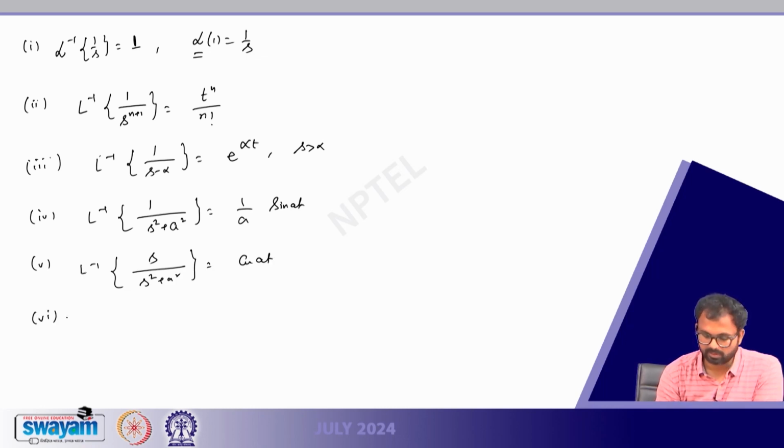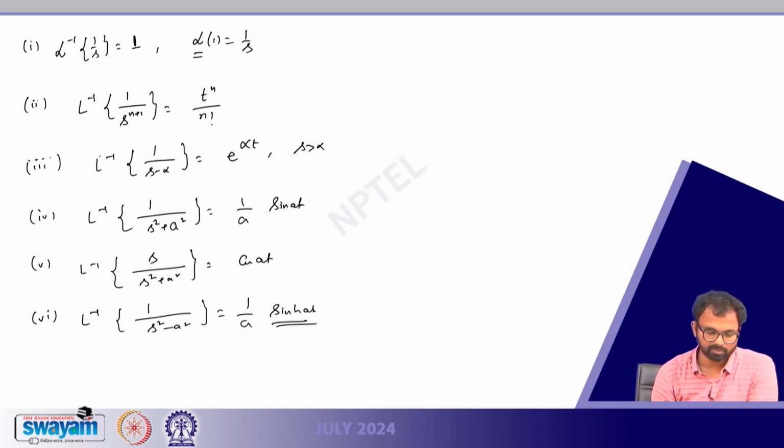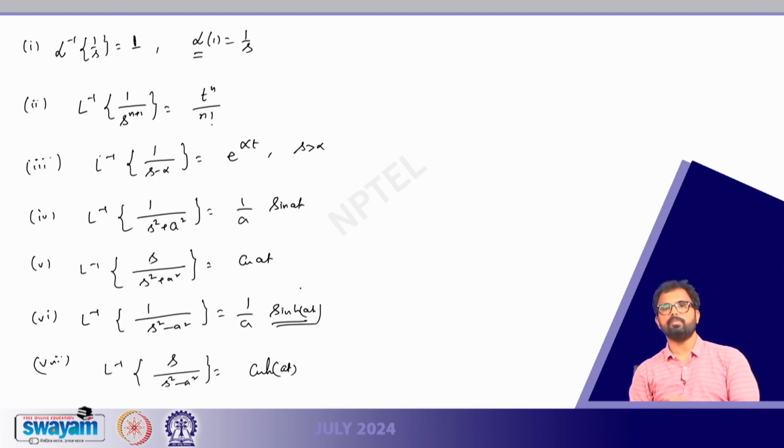Then the sixth one is L inverse of 1 by s square minus a square. This will be 1 by a sine hyperbolic at, because the Laplace transform of sine hyperbolic at is a by s square minus a square. The seventh one is the inverse Laplace transform of s by s square minus a square. This will be cos hyperbolic at, right? So these are some of the classical inverse Laplace transforms. So we have the Laplace transform, then we have the inverse Laplace transform.